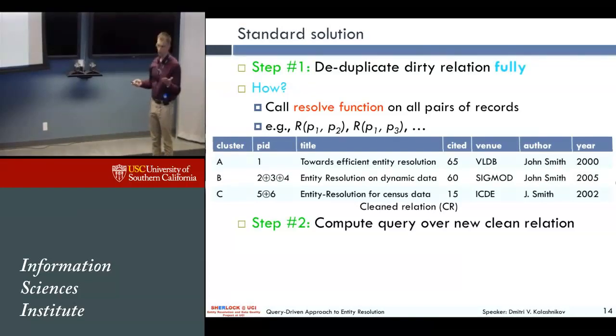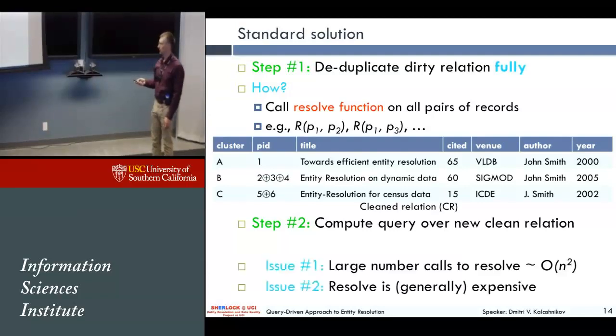Once we have the clean relation, we can execute the query on top of it and get the answer. But the problem with this solution is twofold. First of all, the number of calls to resolve can be high. It's going to be quadratic in the block size: if you have a block of size n, it's up to quadratic. And the resolve functions, if you want high quality, can be expensive functions.